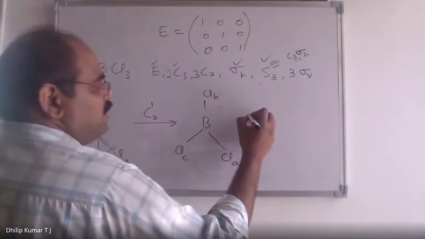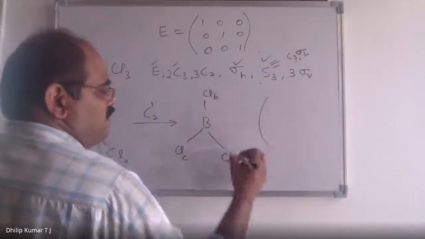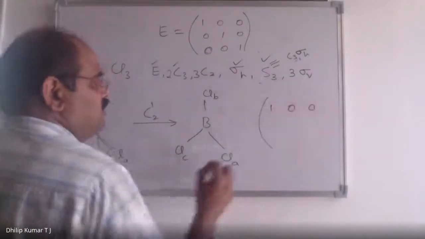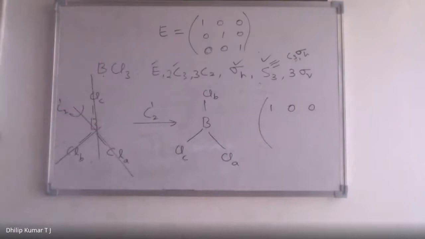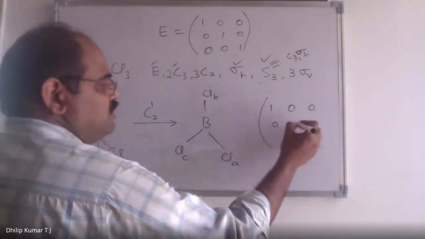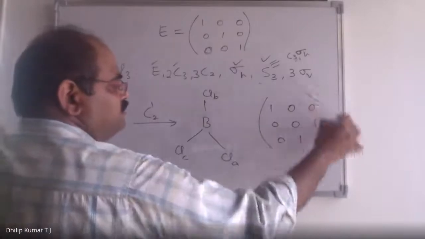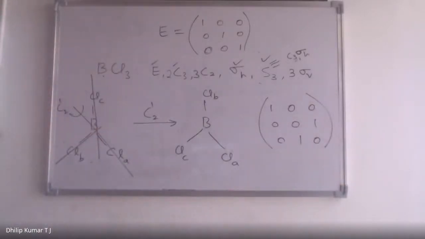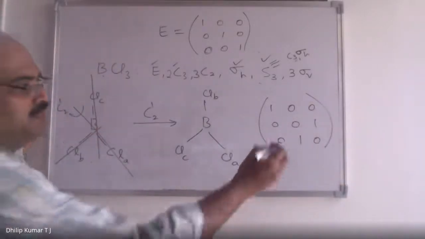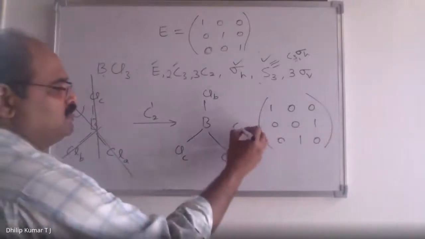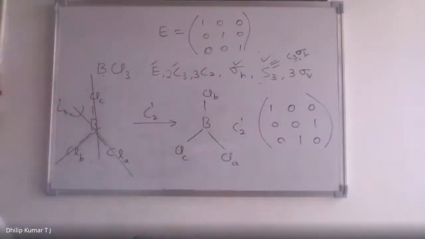So this can be written in matrix form. A will remain as such. B and C positions will be interchanged. So this is 0, B will go here, 0, 1, 0. So this position will be interchanged. This is C2 1. Similarly, the other two you can write.